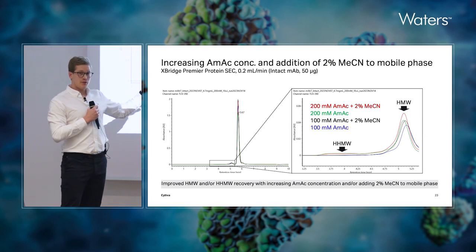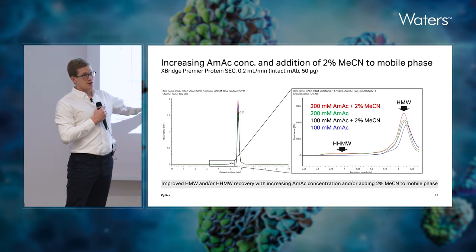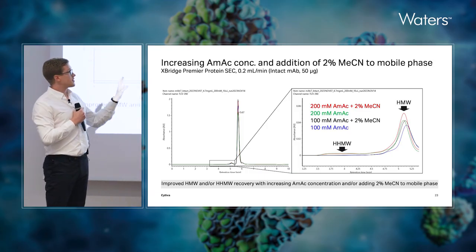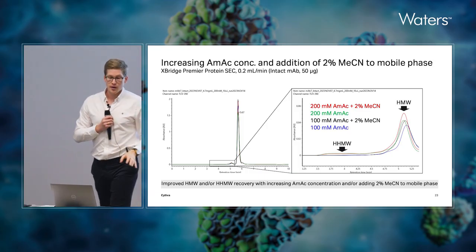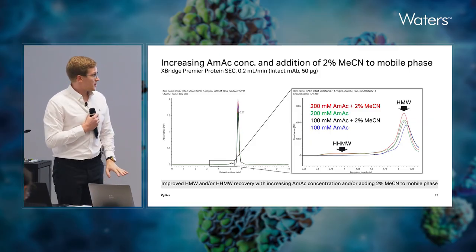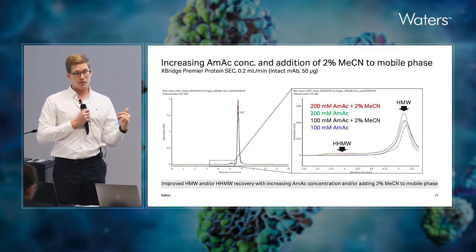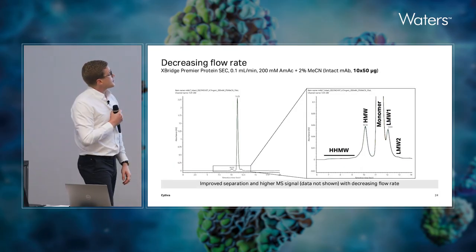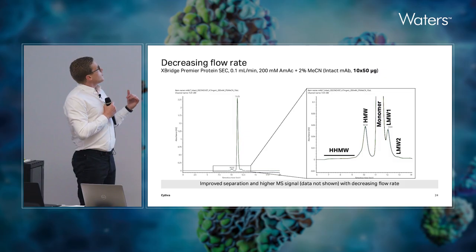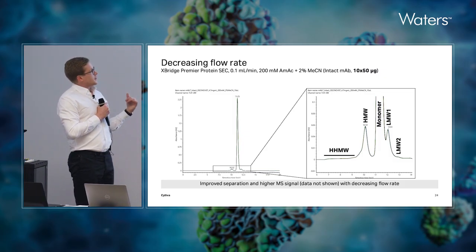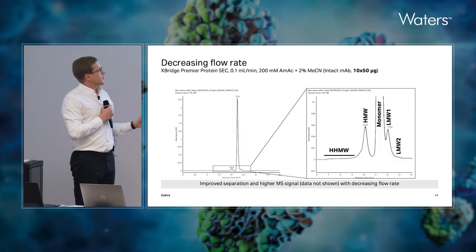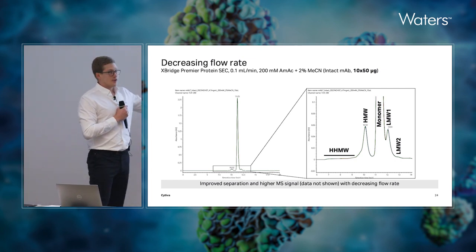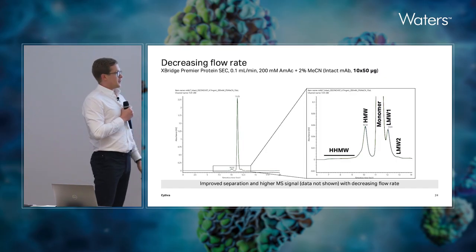Then we can see that we have better recovery of high molecular weight, so the really big one. And we also have better recovery of the low molecular weights. And this is still mass spec compatible. But increasing the ammonium acetate concentration and also adding organic content is going to suppress your mass spec signal. So one way to improve the mass spec signal is to drop the flow rate. We're typically running at 0.2 milliliters per minute, and here I dropped it to half, so 0.1. And this is going to increase your mass spec signal about 2-3-fold, and it's also going to improve your separation. So this is really a win-win.